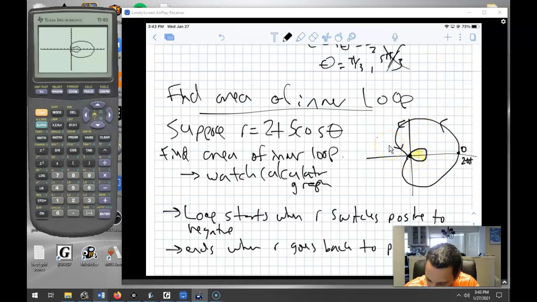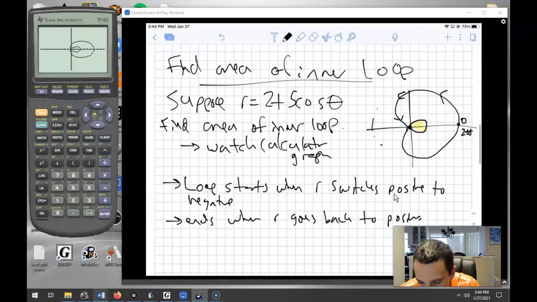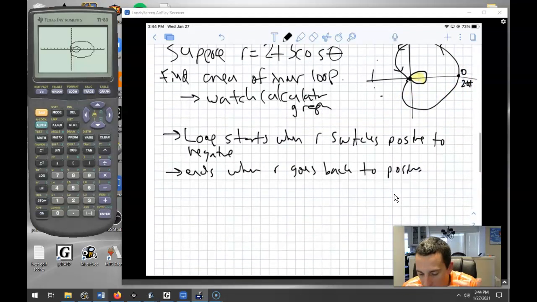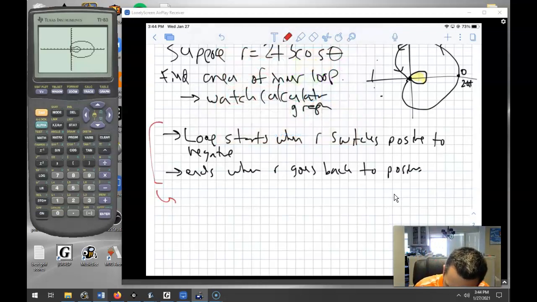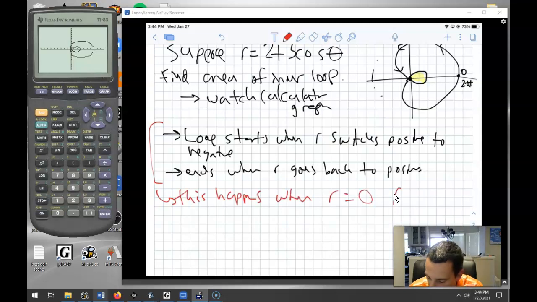So you can see kind of over here we don't have anything in the positive area, but that's where it switches to a negative radius. And then it gets back to a 0 radius there, and then it goes back around, has a positive radius until 2 pi. Okay, so to see where it switches from positive to negative, this happens when the r equals 0, because that's when that distance is 0. That's when you are at the actual origin.